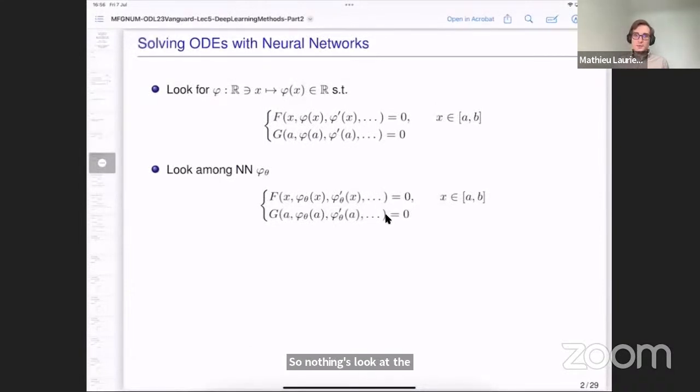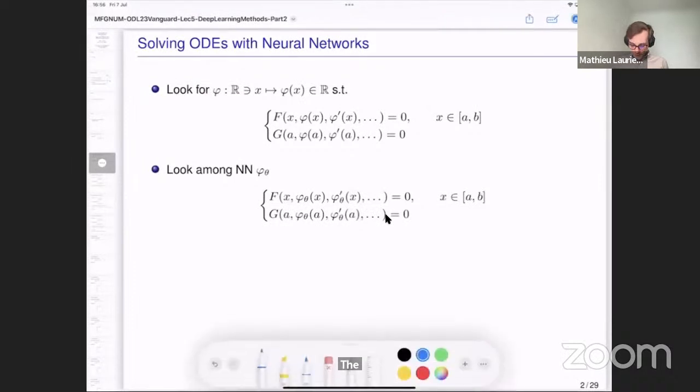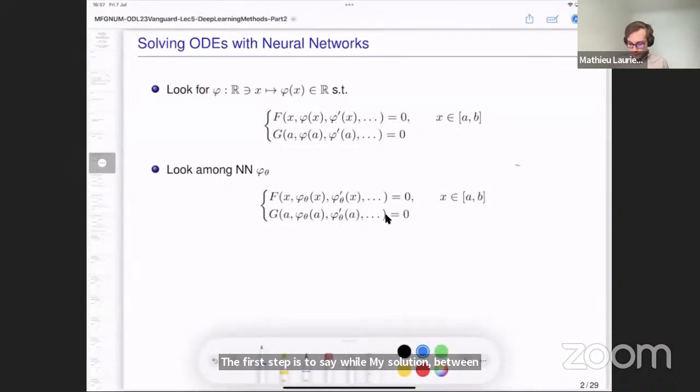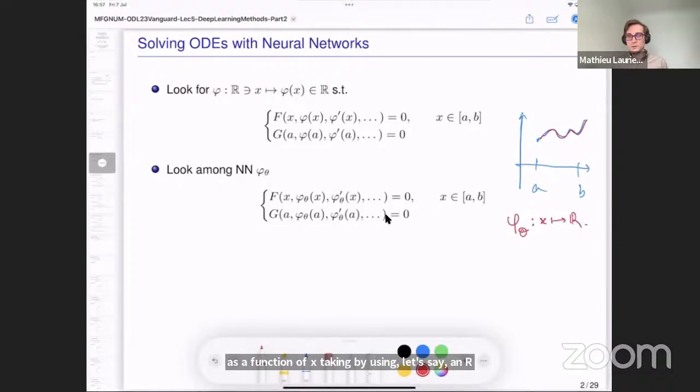The first step is to say, well, my solution, so here I have the interval A and B, my solution takes some value here, and then it evolves, and I'm going to try to approximate it using a neural network. So the neural network here is going to be a function phi parameterized by theta, and we will see it as a function of x, taking values in, let's say, R here. You can take a multi-valued ODE if you want. So this function has a derivative. So phi prime theta is equal to the gradient, or just the derivative. I will write it like this, partial x phi theta.